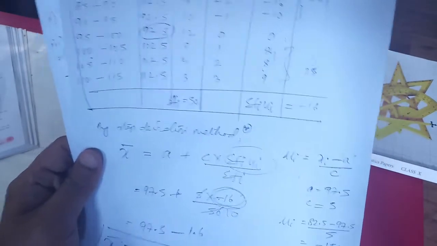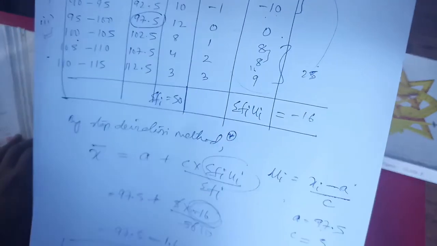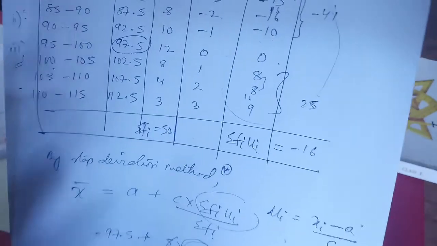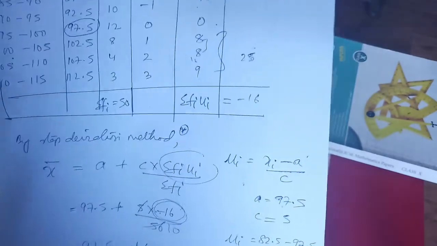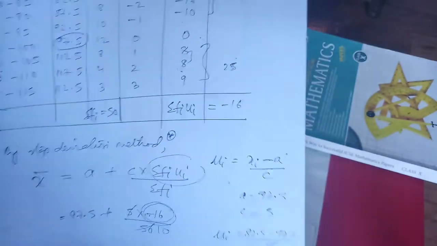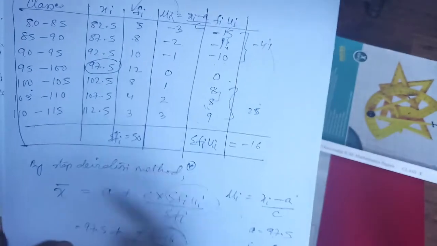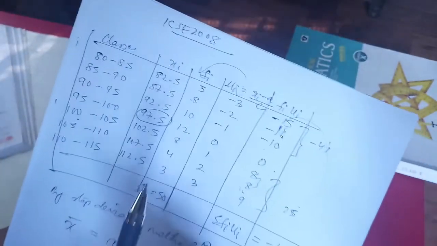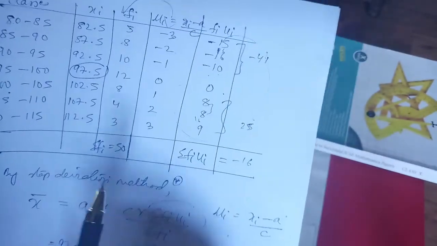So this step deviation method is one of the most commonly used. Sometimes in the board exam, you will be asked only questions like this. Calculate the mean weight. In this case, this is the weight. So it is just asked, calculate the mean weight, but it is not mentioned by which method. So if it is not mentioned by which method, then you can choose any of the methods. But this is the easiest method, and it is the simplest. Answer will come faster also.